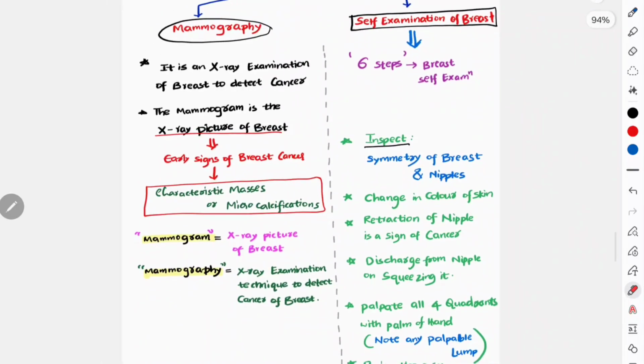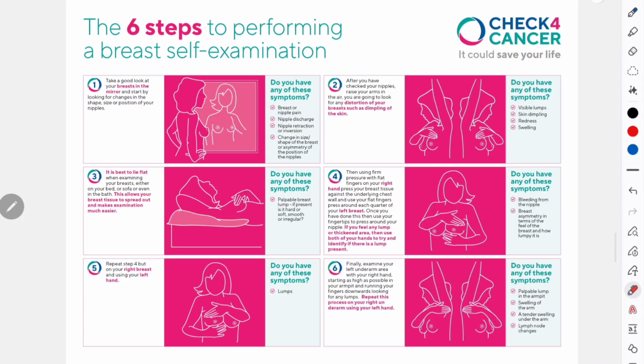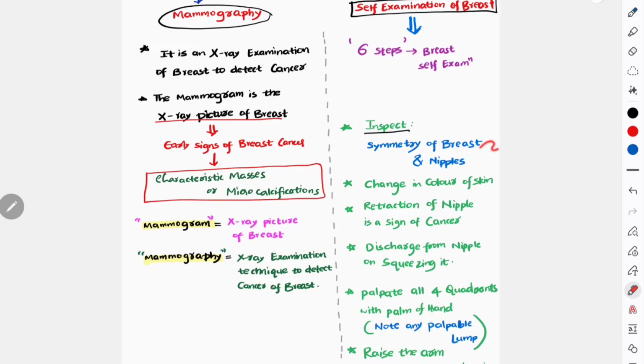So this self-examination of the breast involves 6 steps. Inspect. As usual, you can inspect the symmetry of the breast and nipples. If the breast is hanging or asymmetric, you can observe that some mass is there in the breast, making the breast fall down. So you have to inspect.